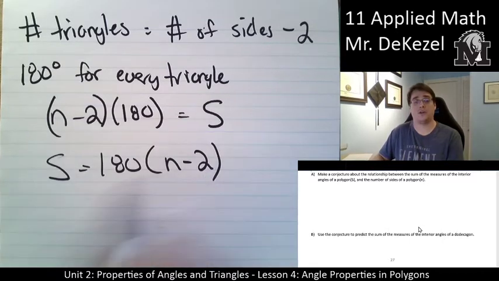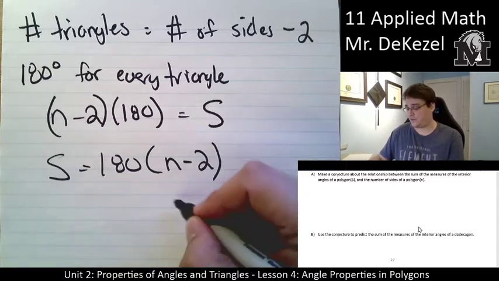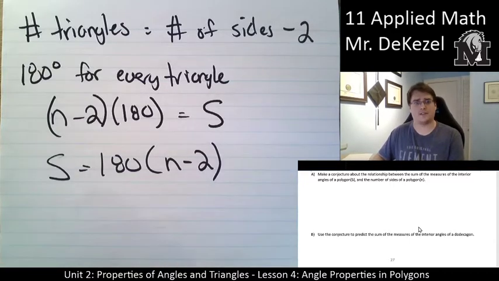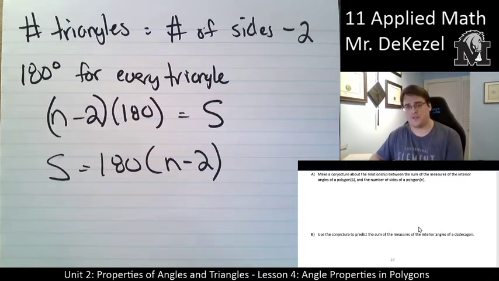10 minus 2 times 180, and that is true for any convex polygon, any shape that has 180 degree angles or less. For B, use the conjecture to predict the sum of the measures of the interior angles of a dodecagon. So a dodecagon has 12 sides.